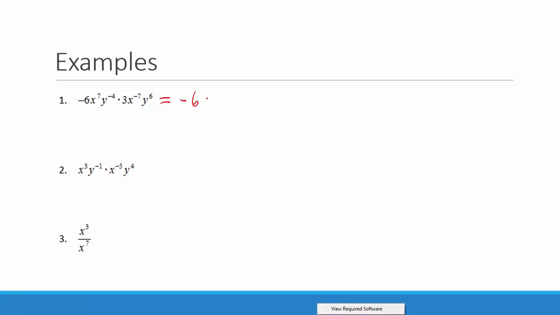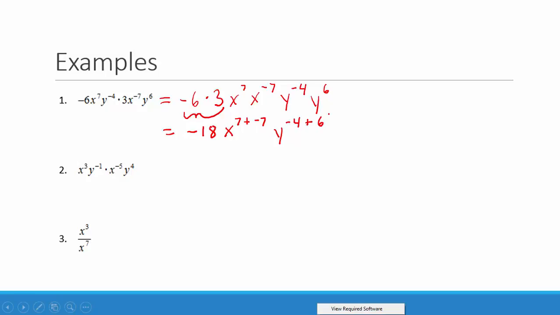Our coefficients are -6 times 3, our x to the 7th, and then x to the -7th will be written next, y to the -4th times y to the 6th. We will multiply our coefficients together and get -18. X to the 7th times x to the -7th. When we multiply, we add the exponents of like bases. We'll do the same thing for the y variables. We will add those exponents because we're multiplying like bases.